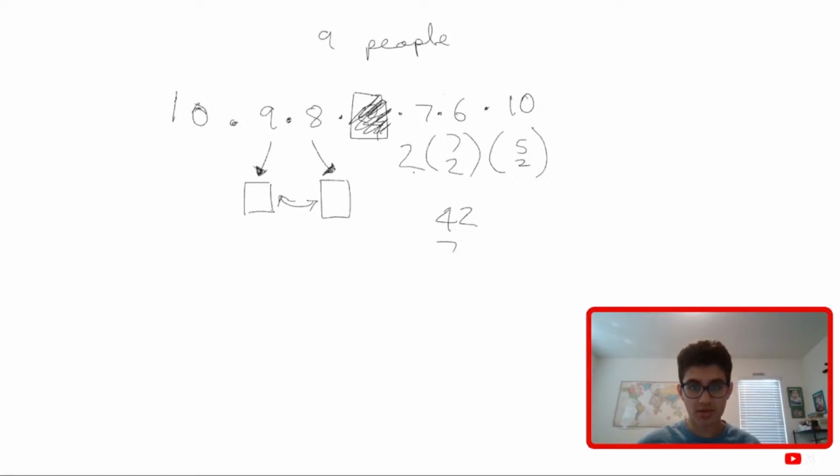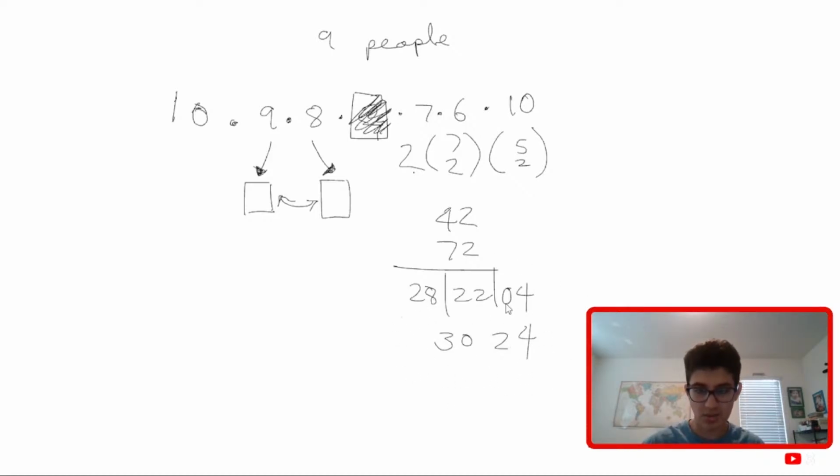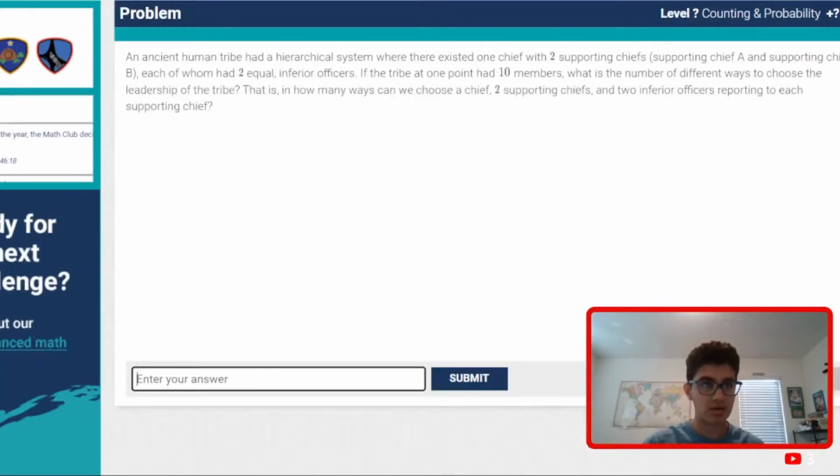This is 42 times 72. Again, I'll use the same trick. 28, 22, 4. So 4203, 3024. Again, I saw this somewhere else because I've done so many of these questions. I'm pretty sure the exact same one was elsewhere. And then you just multiply it by that. So 302400.